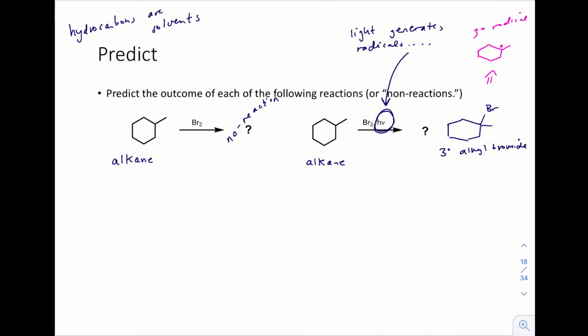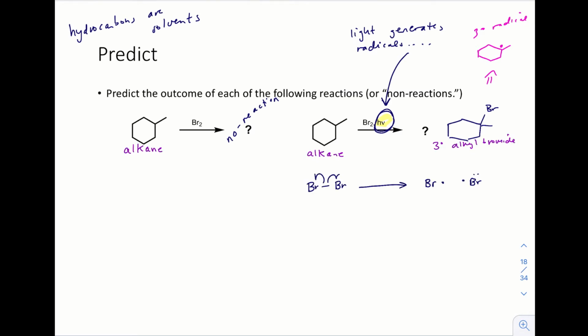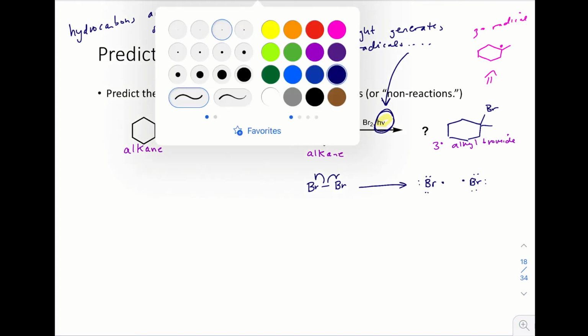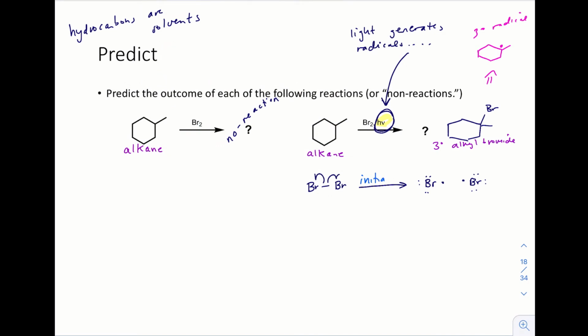All right, how did this happen? Well, it obviously involves light. As we have learned, in the presence of light, the bromine-bromine bond is cleaved and generates two bromine radicals. This is the initiation step for this radical reaction. No radicals, radicals: initiation.